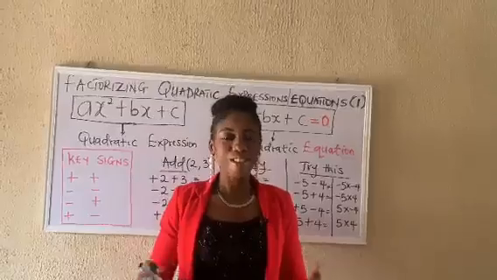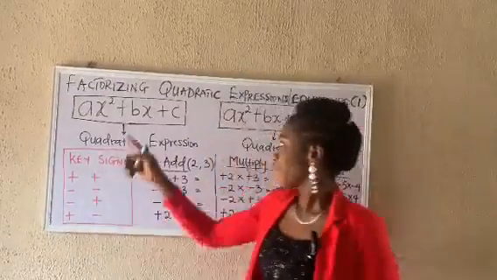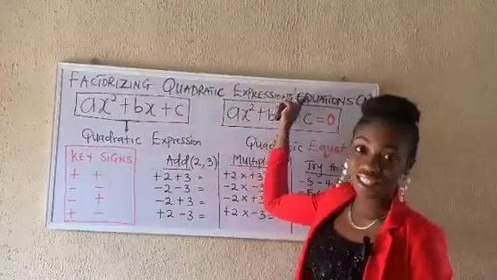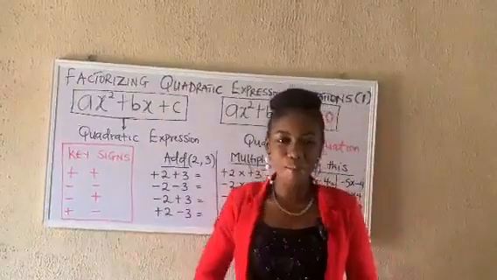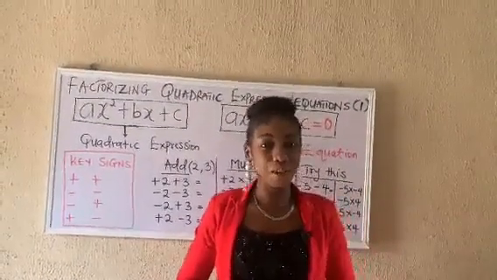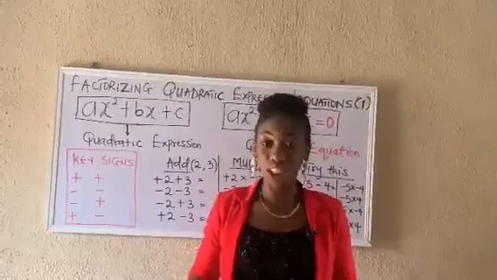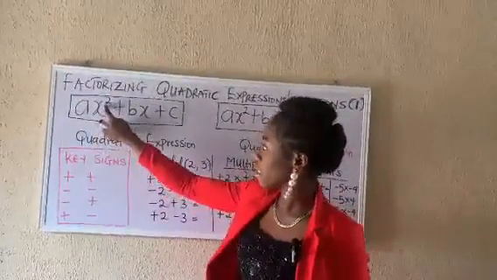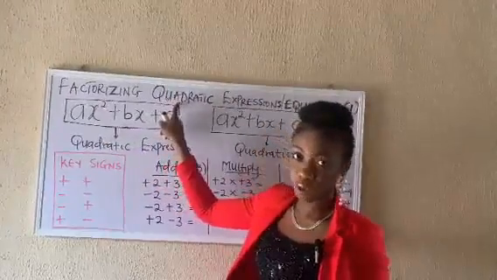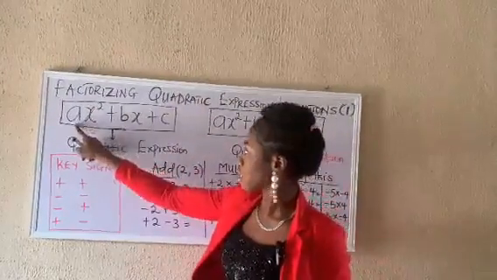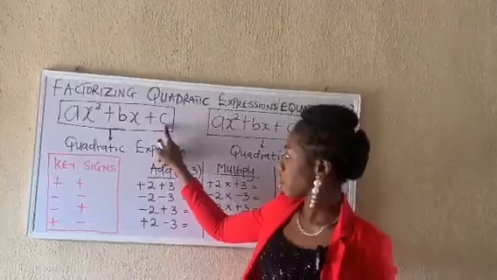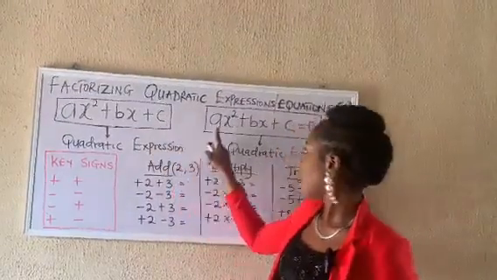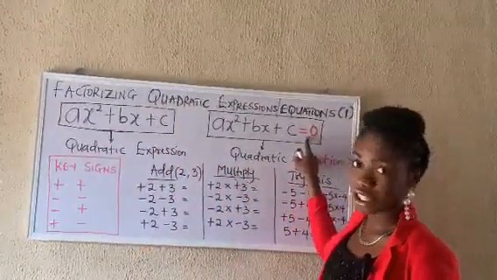For today's class, we'll be looking at factorizing quadratic expressions or equations. And what do you mean by quadratic? Quadratic is any polynomial of degree 2. Degree 2 means this is a polynomial, and when the highest power is 2, it is said to be a quadratic. So this is called a quadratic expression because there is no equality sign. And this is a quadratic equation.